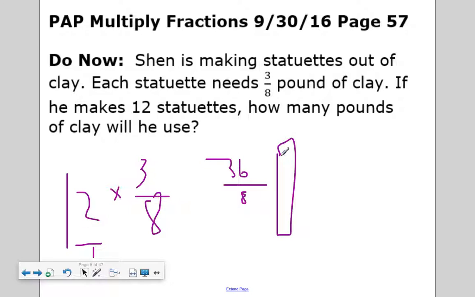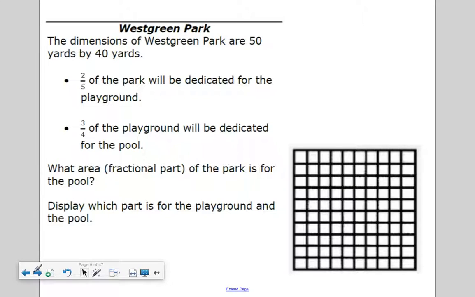One of our elementary feeder schools chooses this, I think they call it the magic one. So divide both numbers by 4, you get 9 halves. Or how many groups of 2 go in 9? 4 and 1/2. So he will need 4.5 pounds of clay in order to make his 12 statuettes. So today we're learning how to multiply fractions. Let's do it in a real world problem.